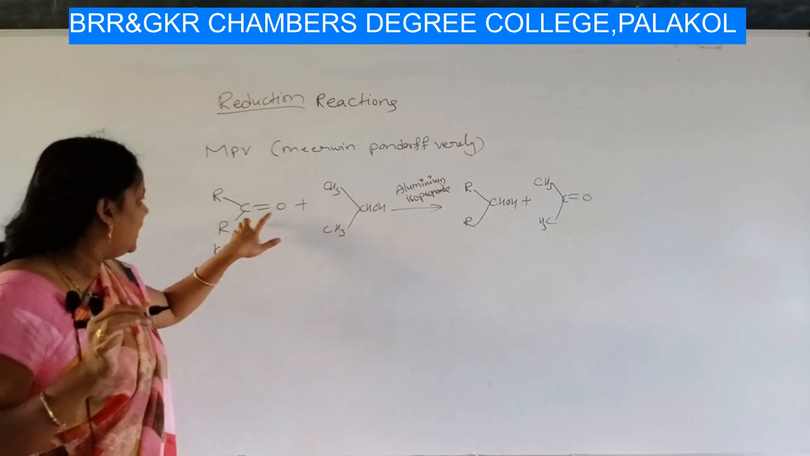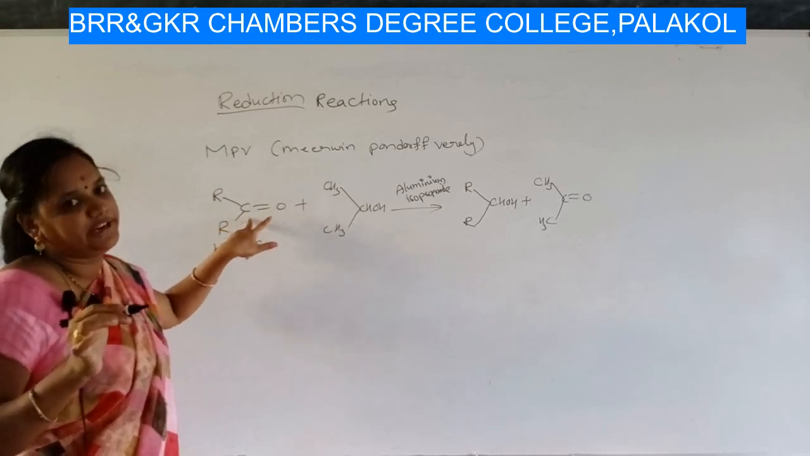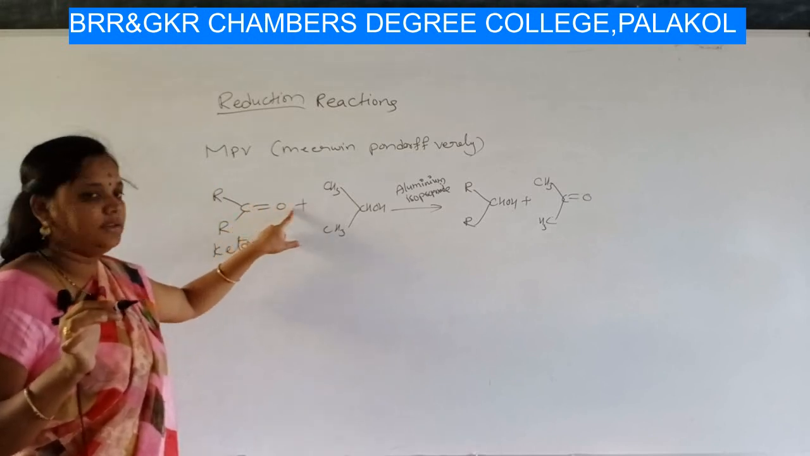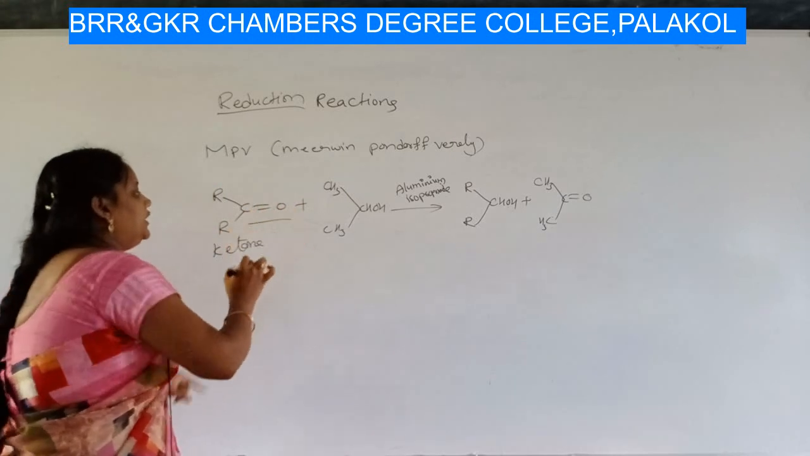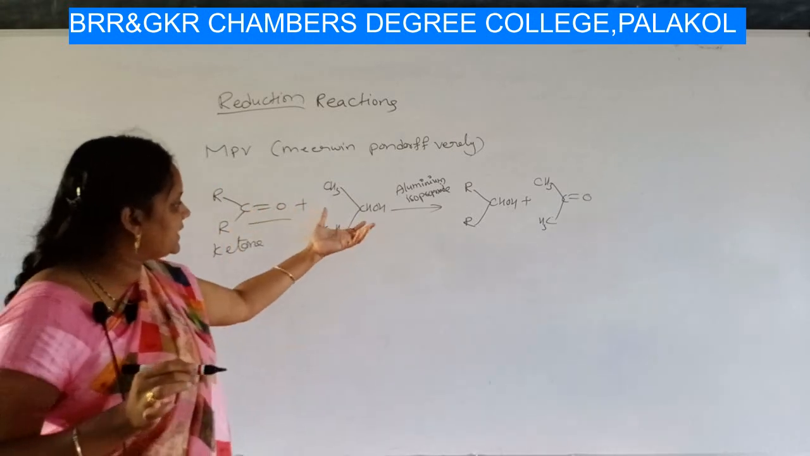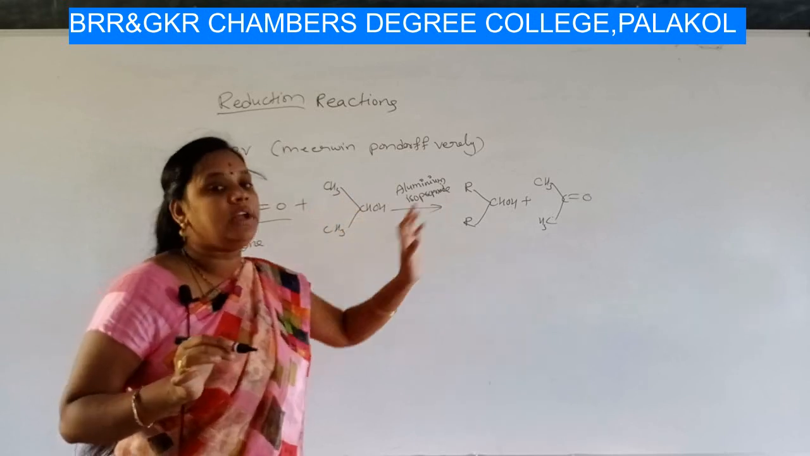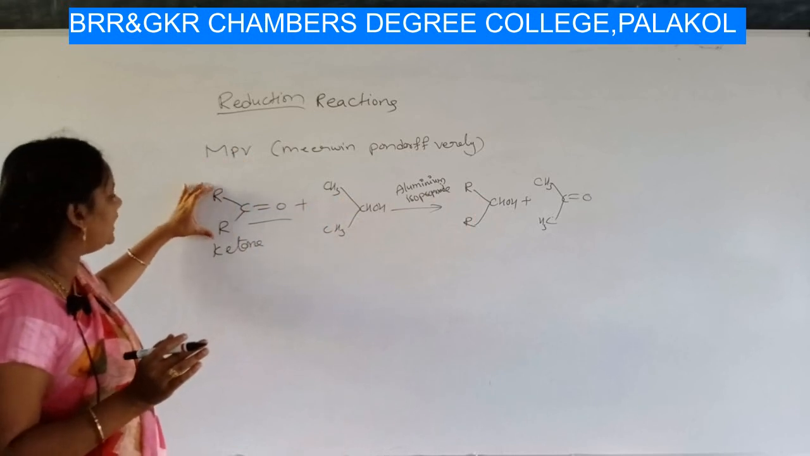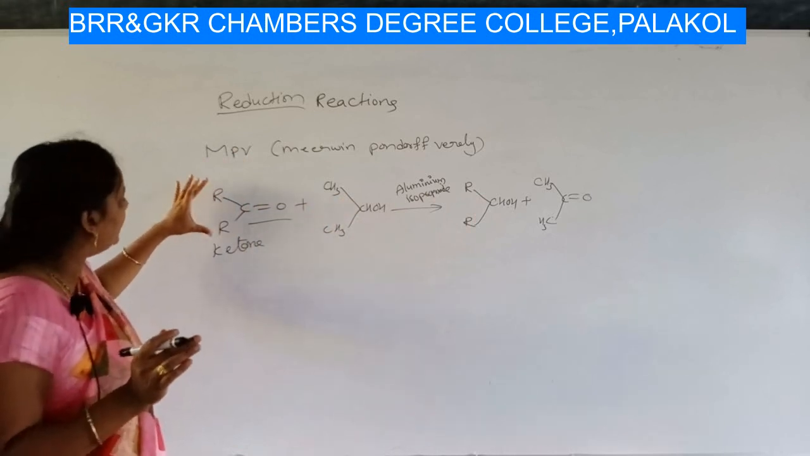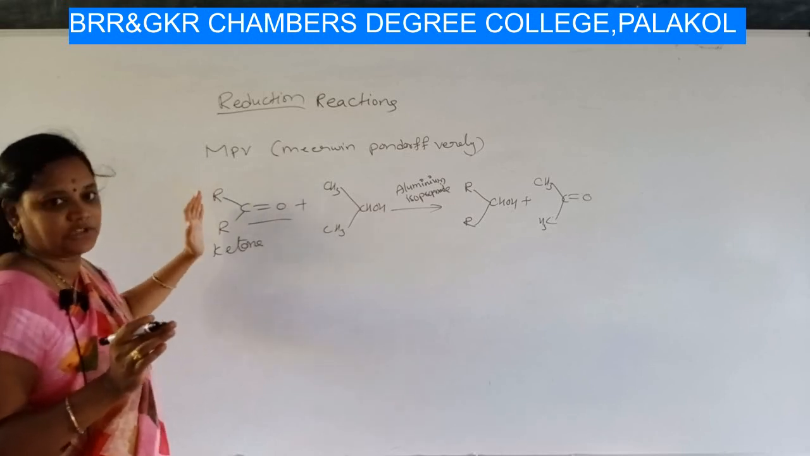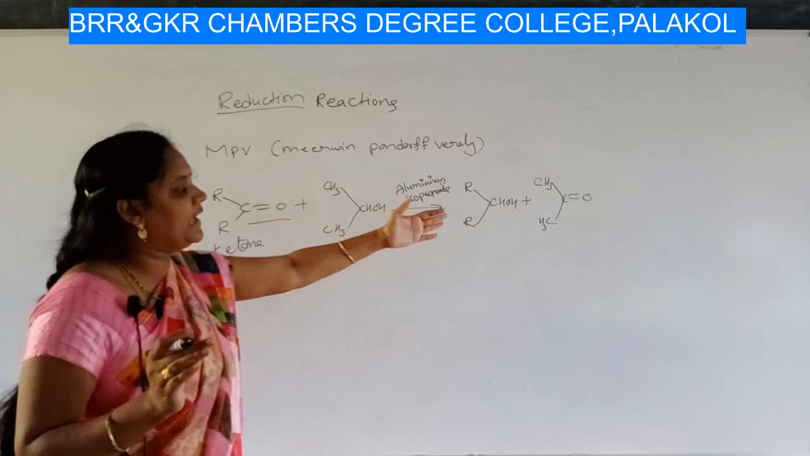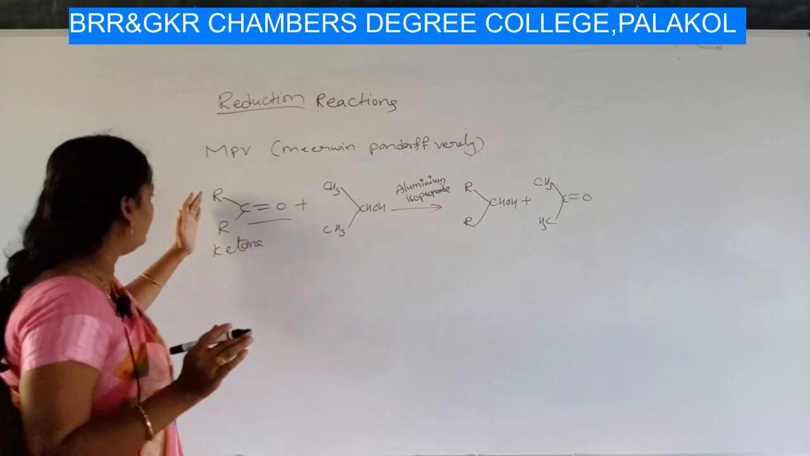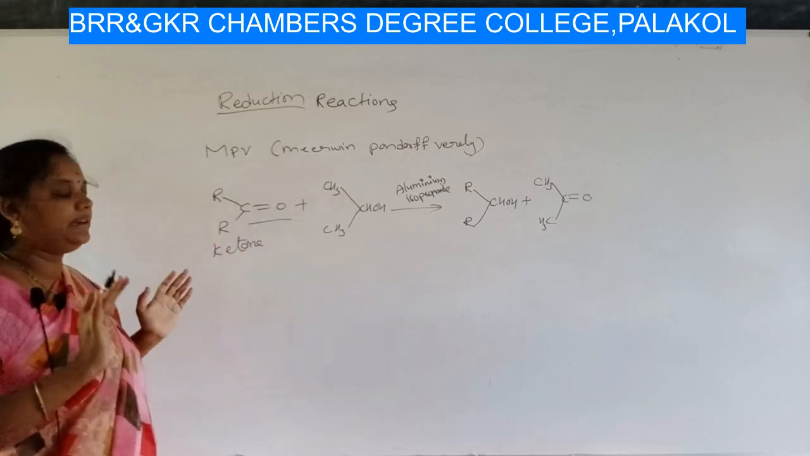What happened here? Here the C double bond O group has been reduced by the addition of hydrogen, so the C double bond O group is converting into an alcohol group, and in this case the alcohol group has been oxidised to a ketone group. To understand clearly, I have taken a general ketone so that you may not get confused. If I write CH3 here also and CH3 here, you may think that reactants and products are the same. That's why I have taken a general ketone so that you may get clarity, right?